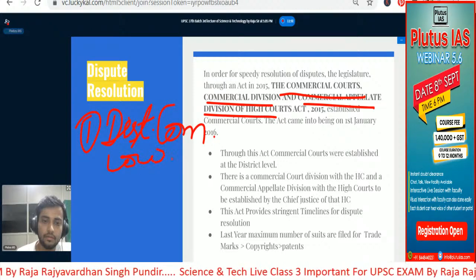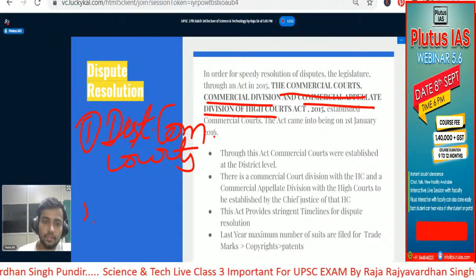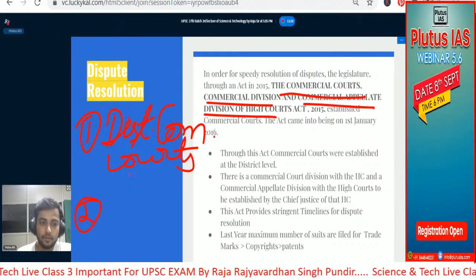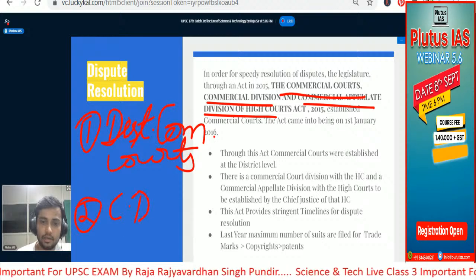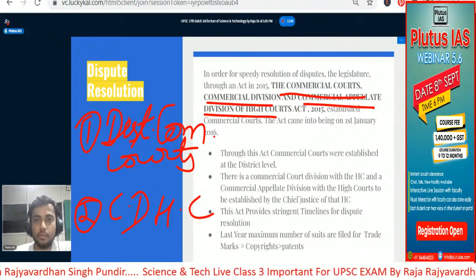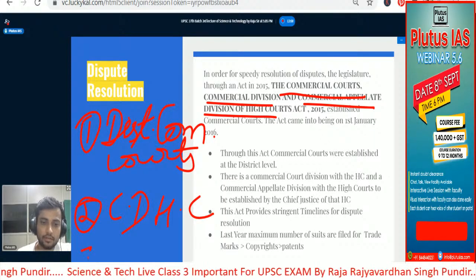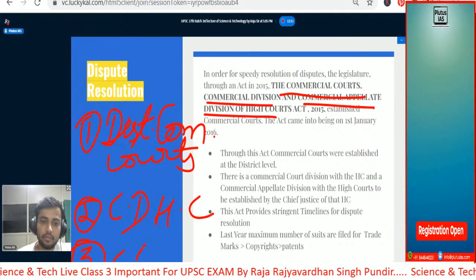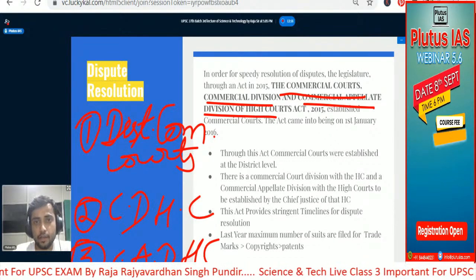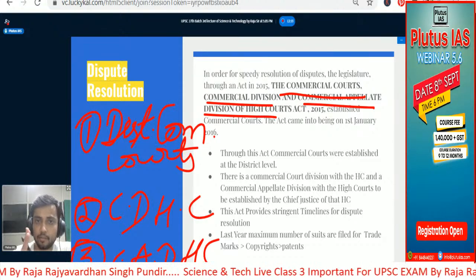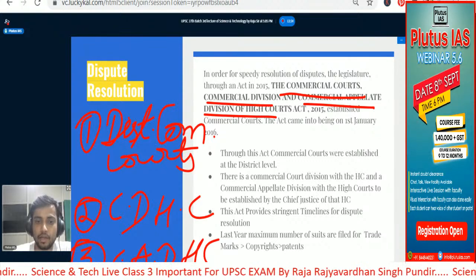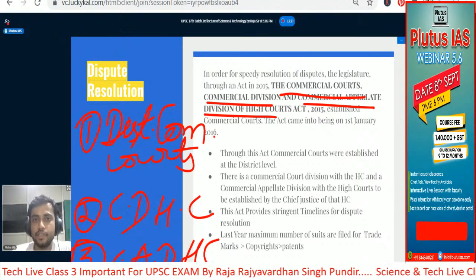The second thing was the commercial division with the High Court. So we have a commercial division with High Courts. And apart from the commercial division, we have a third thing: the commercial appellate division with the High Court. So there are three things established by this act. One is the commercial court at the district level, and the second is the commercial division with the High Court.